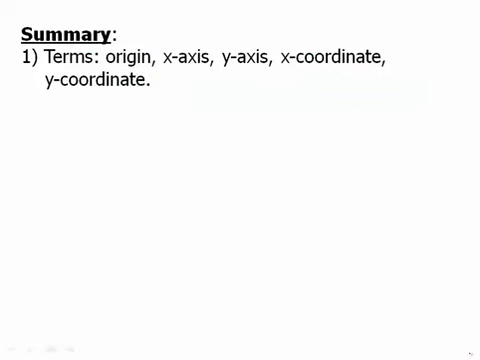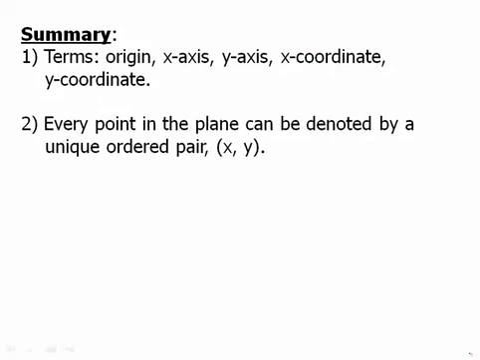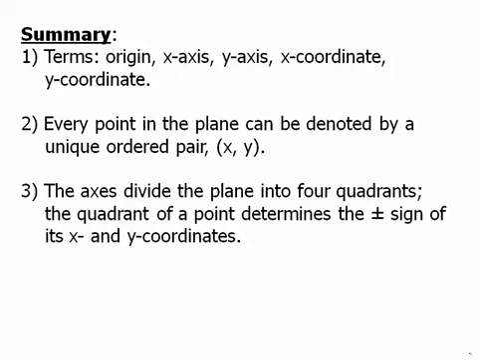In summary, you need to know the terms: origin, x-axis, y-axis, x-coordinate, and y-coordinate. Those are terms the test will use, and you need to be able to recognize them and know what they mean. It's important to appreciate that every single point in the plane, infinite number of points in the plane, every single one can be denoted by a unique ordered pair, a unique set of x and y coordinates. And finally, the axes divide the plane into 4 quadrants. The quadrant of a point determines the positive and negative signs of its x and y coordinates, and the test likes to ask about quadrants.